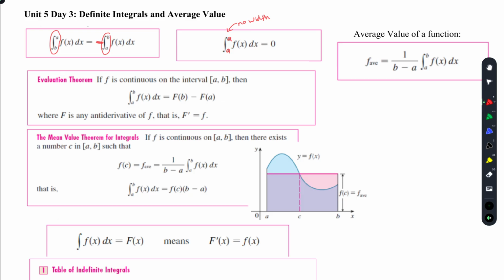This is the evaluation theorem, essentially the fundamental theorem of calculus. This is a big one. It's basically when you're integrating on a closed interval, you take the antiderivative, plug in the upper bound, minus plugging in the lower bound. So that's how you do that.